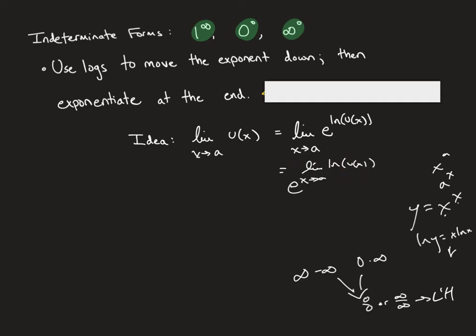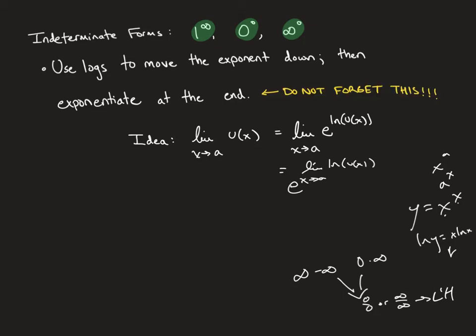It is super, super important that you do not forget to exponentiate at the end, that you don't just find this limit of the natural log, because that is different than the limit of the actual function itself. Without e to the power of that limit of the natural log, these are different values, and we're not even answering the question anymore. We gotta raise e to whatever power of the value that we found.